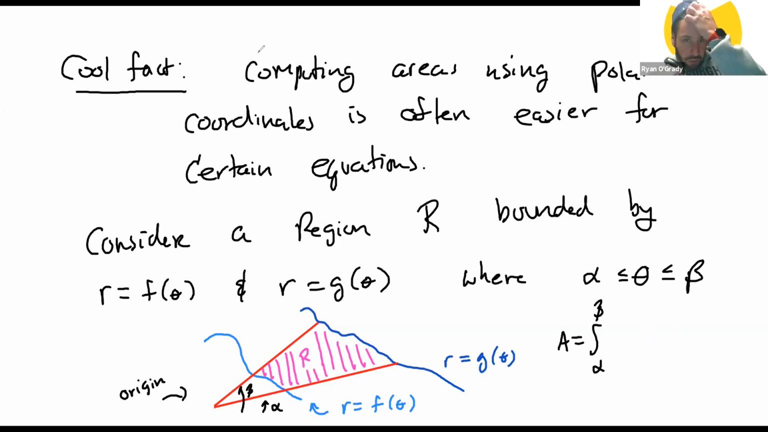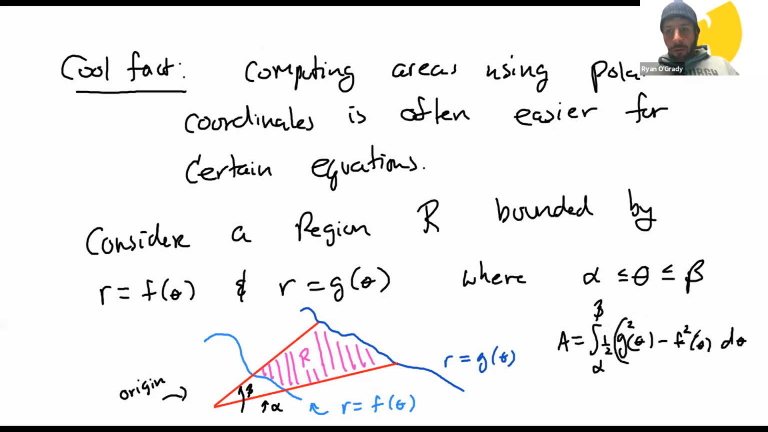If we imagine chopping this thing up into little regions, what you end up having is g squared of theta minus f squared of theta d theta. Now, here's the thing. It's not pi r squared. Remember, that's the area of a circle. But what about a segment? So there's this 1/2 factor that comes in front. So you might say, huh? Where does that 1/2 come from? Well, let me remind you what the area of a sector of a circle is.